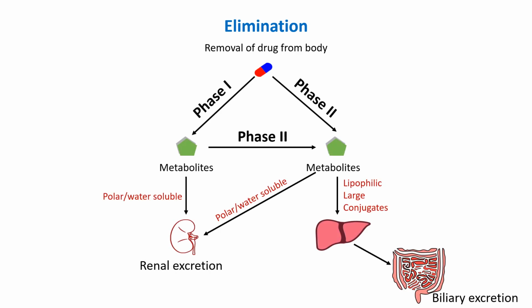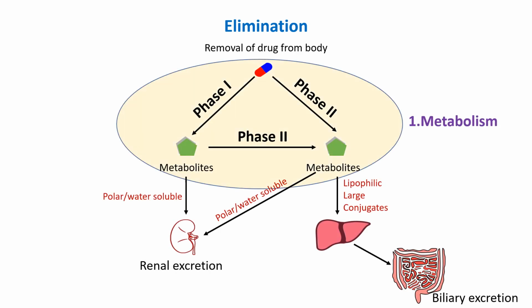Drug elimination is the process by which a drug is removed from the body. This includes two main mechanisms, metabolism and excretion. Metabolism typically occurs in the liver, where the drug is chemically altered to form metabolites which can be more easily excreted. We have already discussed that in our previous video.